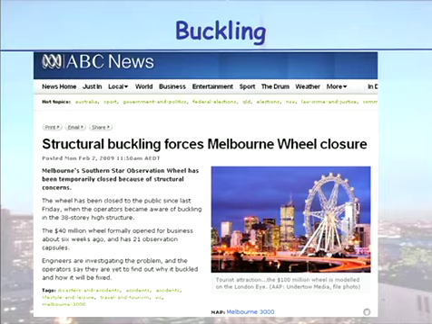So you can see here from this article in 2009, the wheel has been closed to the public since last Friday when the operators became aware of buckling in the 38-storey high structure. There were other issues as well, but buckling was what it was attributed to.